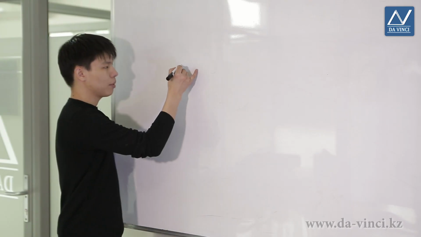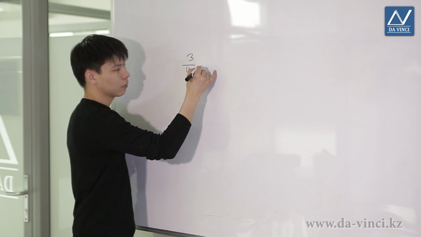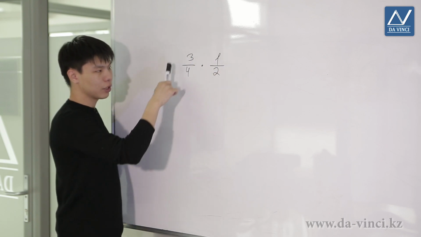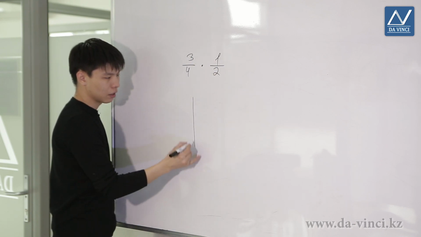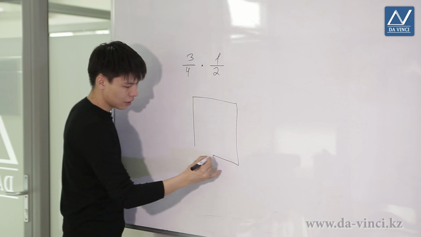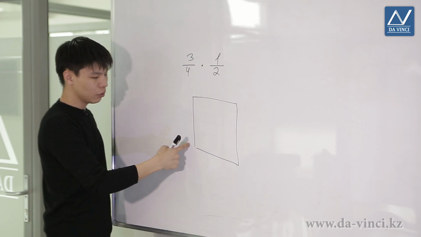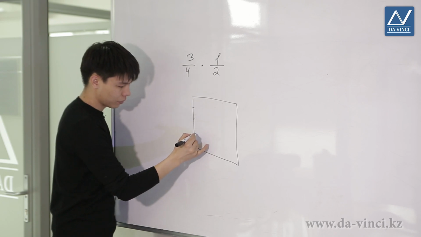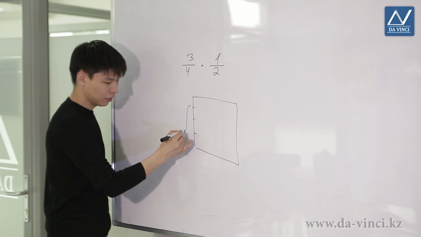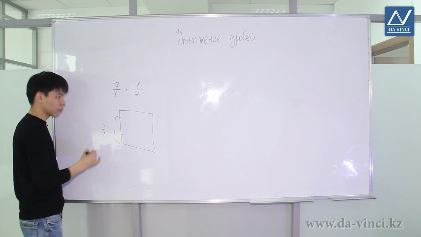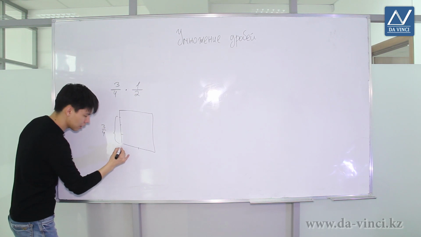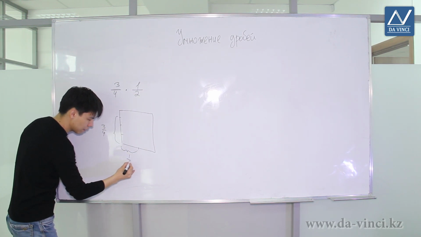Now let's see how a fraction is multiplied by a fraction. Let's say we need to multiply a fraction 3/4 by, let's say, a fraction 1/2. In order to understand how these fractions are multiplied, let's imagine some square with a side 1, and we will divide one of these sides into 4 parts and take 3 of them. This side will just be equal to 3/4. We will divide the other side into 2 parts and take 1 of them. This side will just be 1/2.